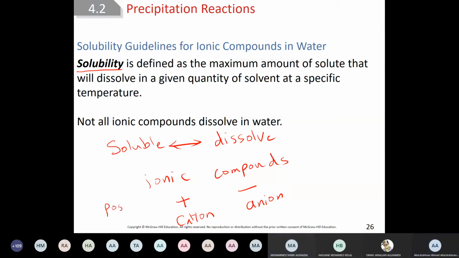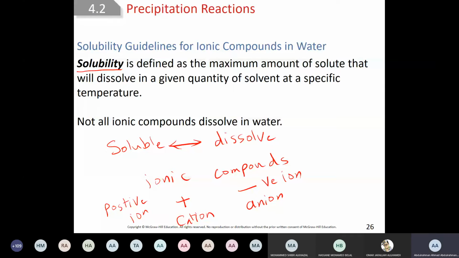Positive. It's usually a metal, I think most of the time, of course. But anion means negative, a negative ion. Good. Now, we want to see which compounds will dissolve in water and which will not dissolve in water when it is an ionic compound.